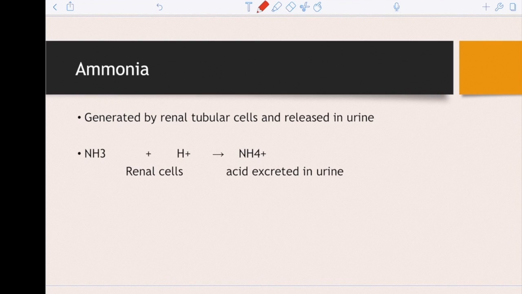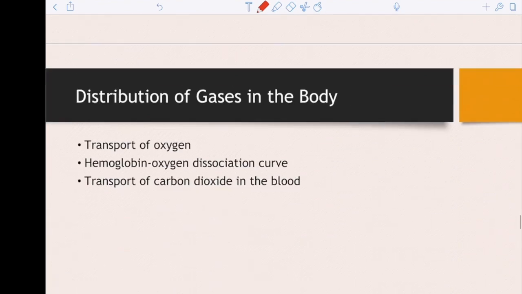So, like we'd previously discussed, you can use ammonia as a way to release acid out of the body by excreting it from the urine.